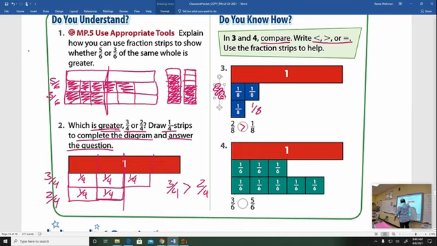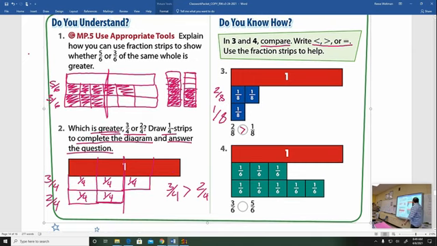Let's move it. There we go. Whoa, or do that to it. That's not what I meant to do. There we go. That kind of works. Okay. But you guys can see that 2/8 is greater than 1/8, right? You can see it just by looking at it.